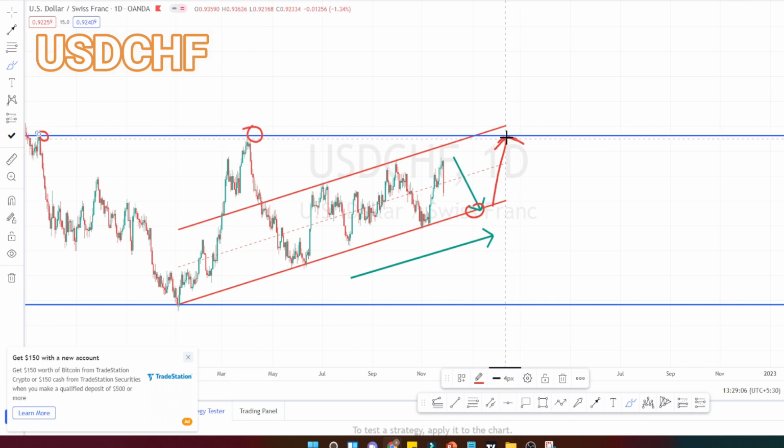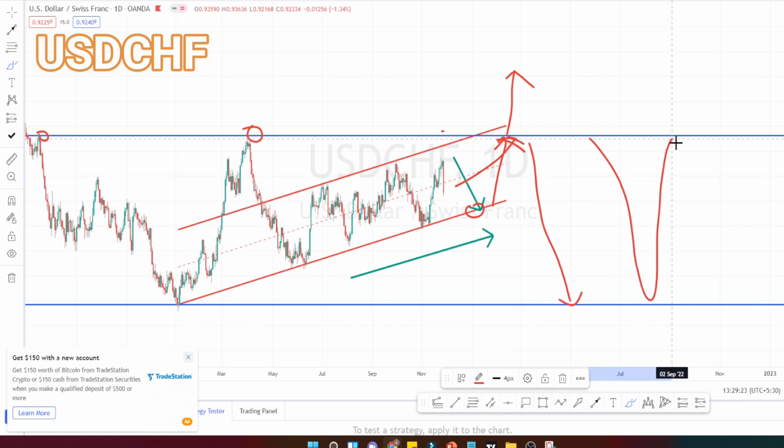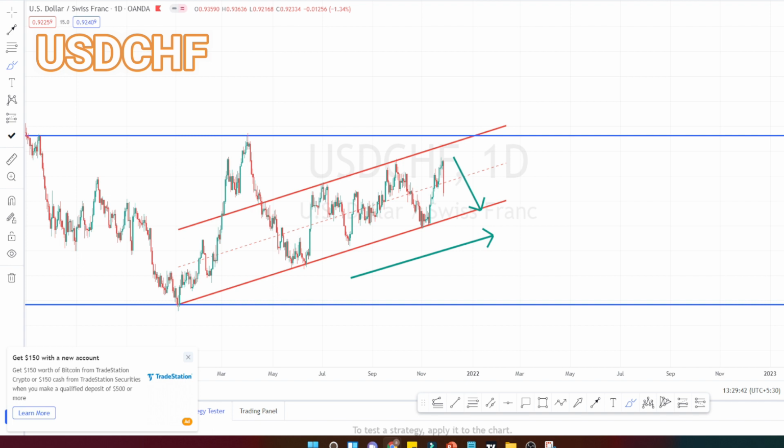Only once it breaks this resistance level, we can say that the bullish trend has started. Until then, we can expect the market to again retrace and test this bottommost support level. So it can be a range bound market as long as either of the range is broken. Let us do the analysis in 4 hours time frame.